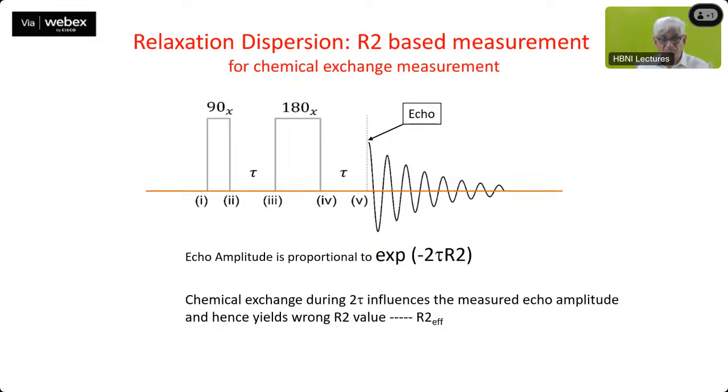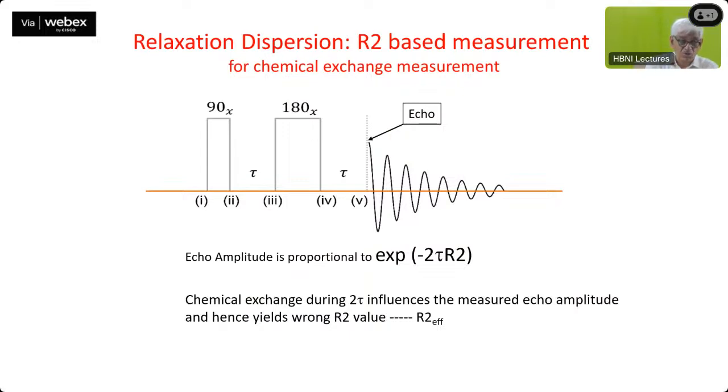We are continuing from there to obtain more accurate information about the exchange phenomena occurring inside protein systems. This is best studied in a quantifiable manner by what are called relaxation dispersion experiments. These are R2 based experiments. And we all know the basic scheme here of T2 measurement. This is a spin echo sequence.